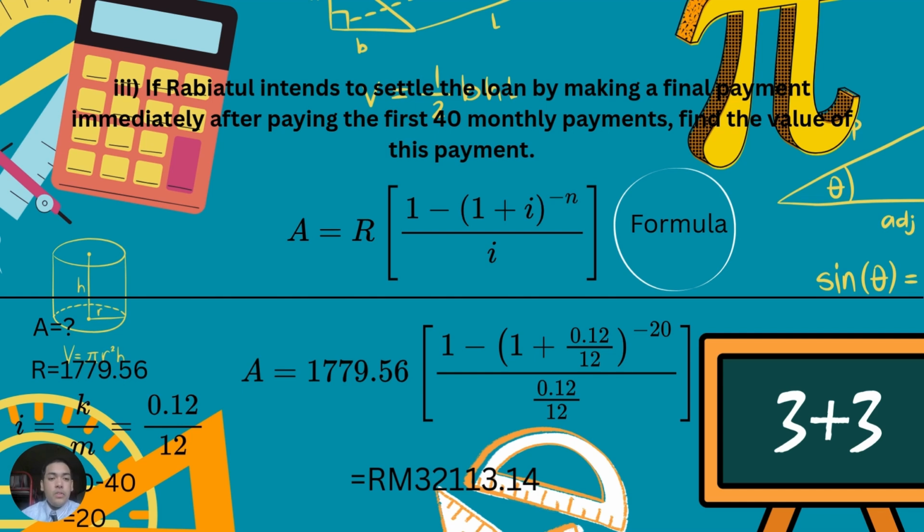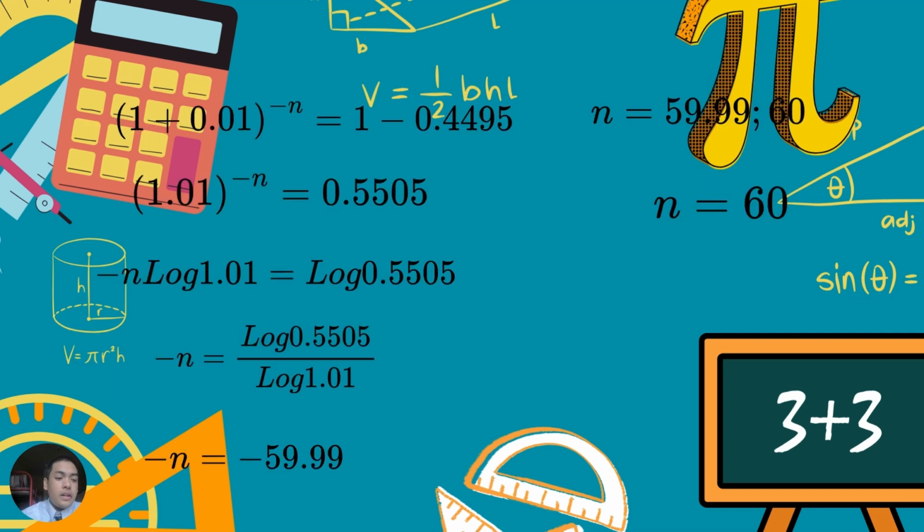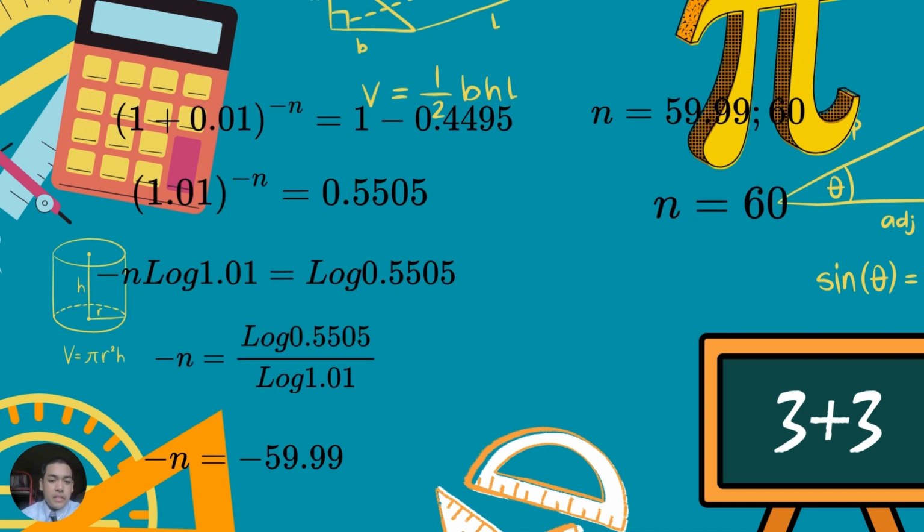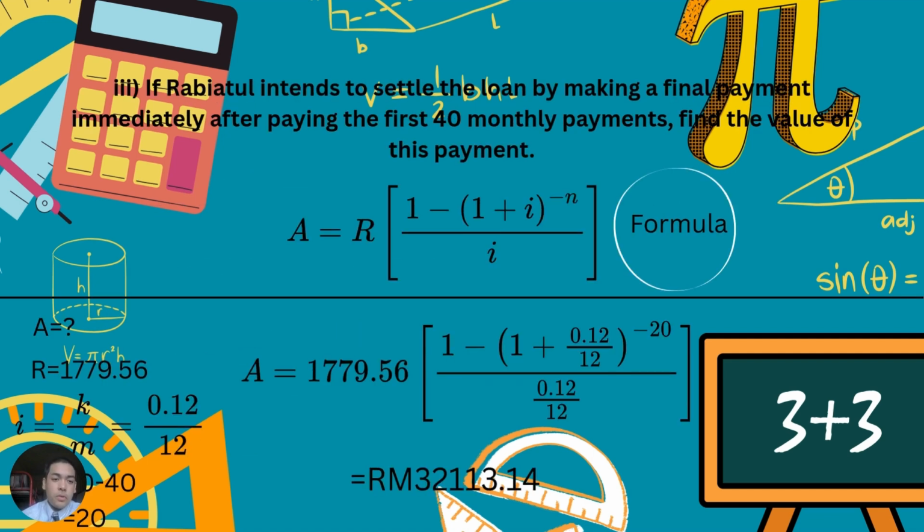But the n, we got 60 in question B1. The total number of monthly payments is 60. So we go back here, 60 minus 40, which is the remaining payments after her first 40 monthly payments. So 60 minus 40, that's how we get 20. There we get 20.